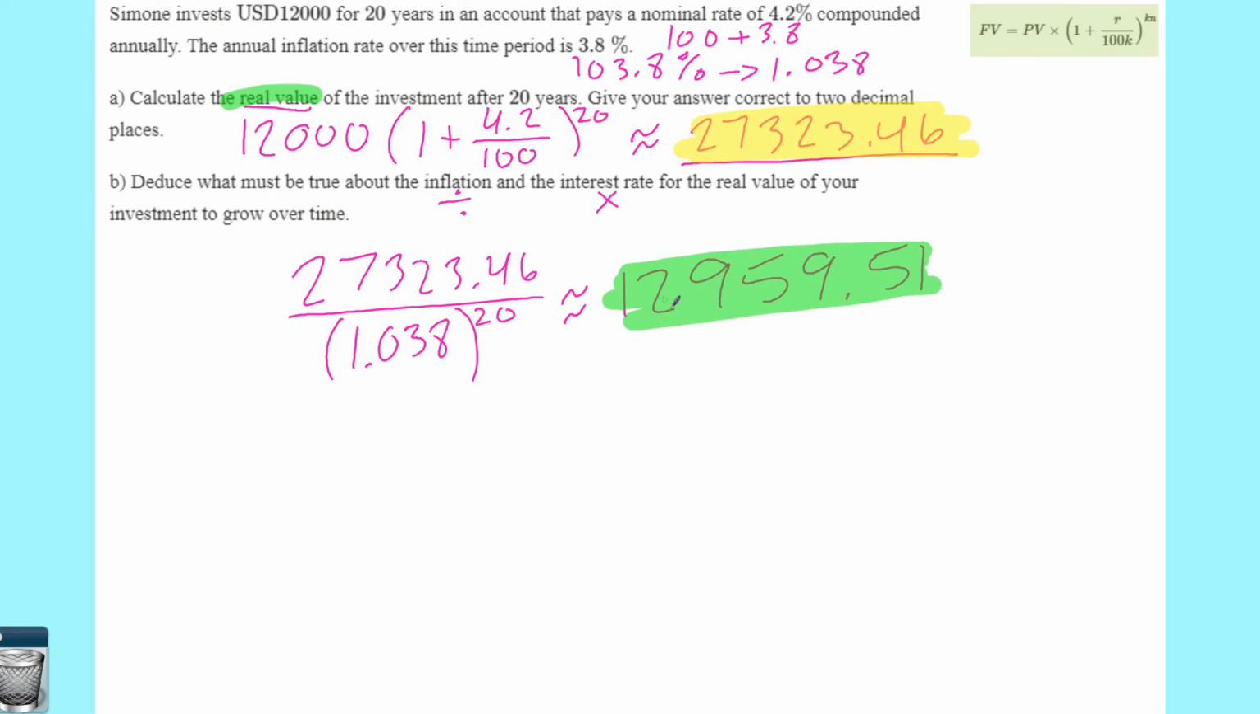What the real value means is, I have about $12,000 now. In 20 years, I'll have this much, which looks like a lot more, but that's about what 12,900 is worth today. So yes, my amount grows, but the dollar value changes as well. Does that make sense? Let me know if it doesn't in class.